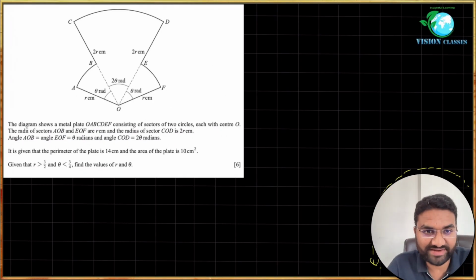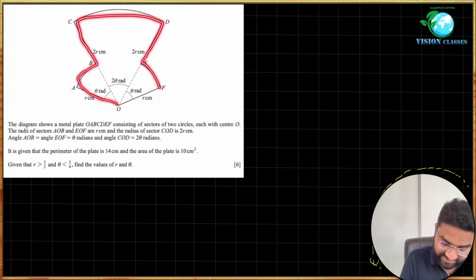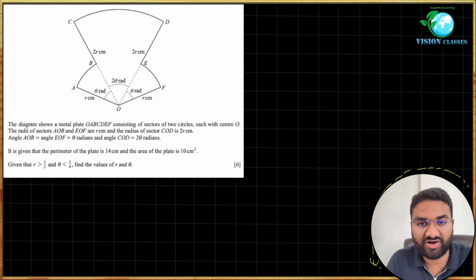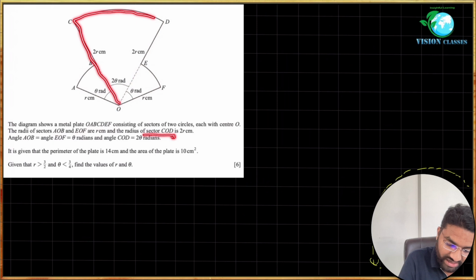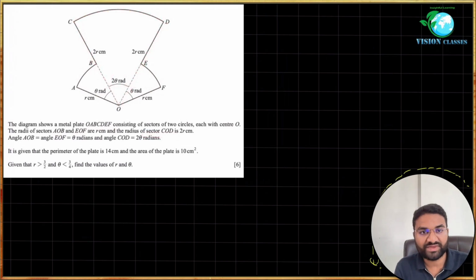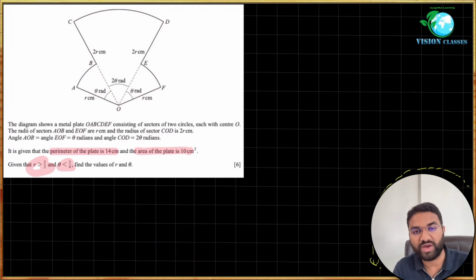So the second question is: the diagram shows the metal plate OABCDEF and O. This metal plate consists of two sectors, each with center O, radii OAB and EOF. This smaller sector has radius r, and these two sectors are the same. Then the sector COD has radius 2r and angle 2θ. The perimeter of the plate is 14, and given that r is greater than 3 by 2 and θ is less than 3 by 4, find the value of r and θ.